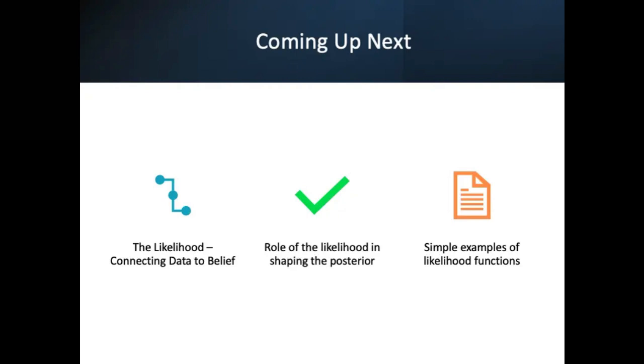Now, next up, we'll explore the likelihood, which is the other key part of Bayes' theorem. You'll learn how data gets folded into the equation and how the likelihood works with the prior to produce the posterior. We'll keep things simple and even example driven as always.